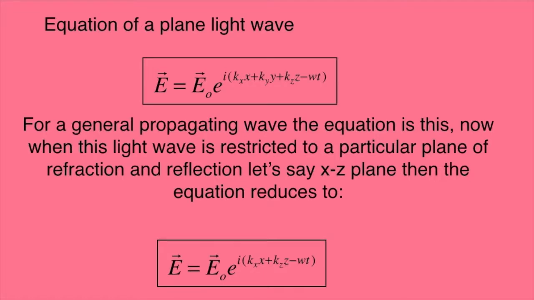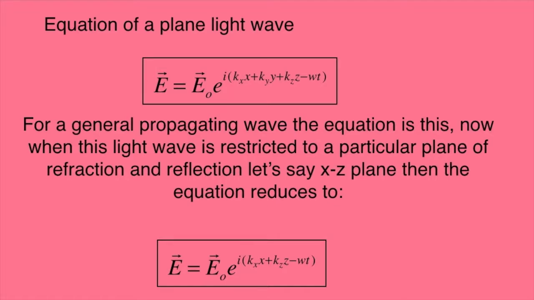So, how do we characterize a light wave? It has the magnetic field component and the electric field component. And we generally use the electric field component to signify a light wave. As you can see, the equation of a plane light wave has been characterized here by the equation E equals E naught, e raised to the power i, k dot r minus omega t, where k equals kx i cap plus ky j cap plus kz k cap, and r is a normal radial vector.